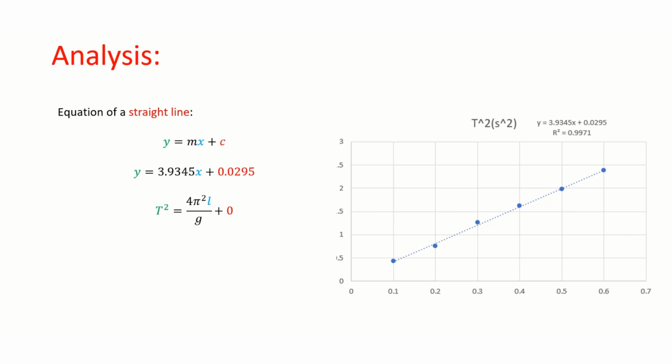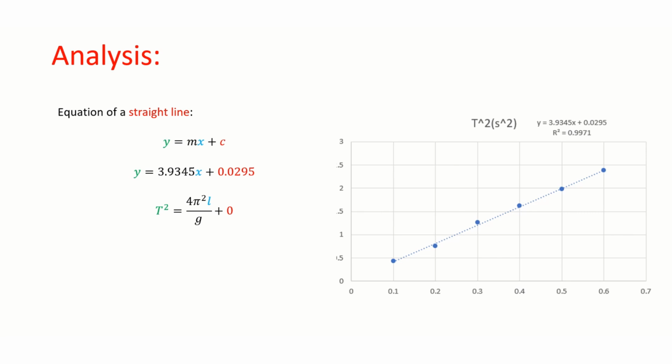So in this case, y is just T squared. That's what we're plotting on the y-axis. L is just x, because that's what we're plotting on the x-axis. 0, well, according to the theory, the intercept, c, should be 0. But actually what we find in our experiment is that it's not quite 0. It's very close to 0, 0.0295. Not bad. We'll be happy with that.